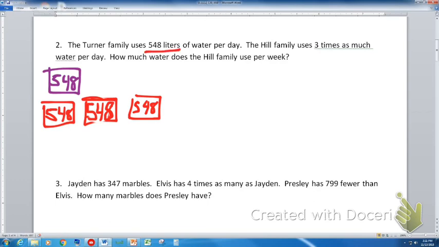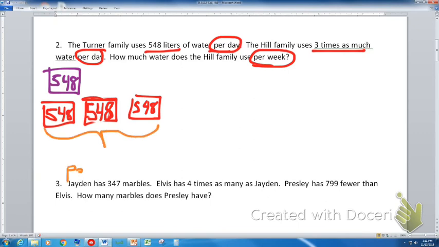But we want students to underline 548 liters per day, and then 3 times as much per day. How much water will the Hill family use per week? So notice this is just per day. So we want to find out the total amount the Hills use per day, so we can multiply our number by 7 to find out the week. Okay, so we need to add up 548 3 times, or we could take 548 and multiply it by 3.